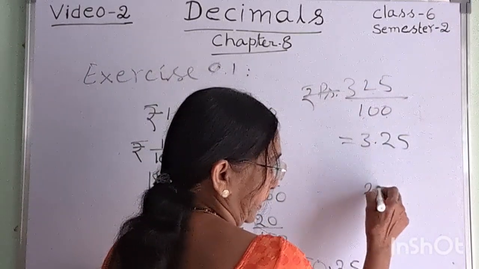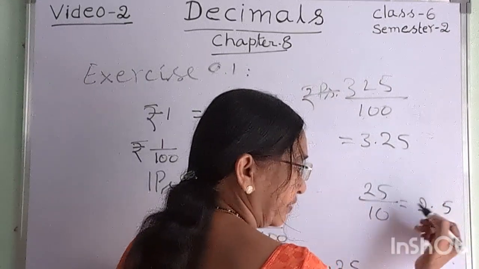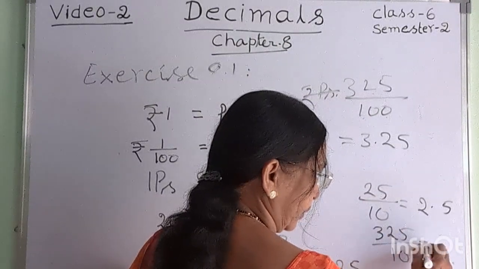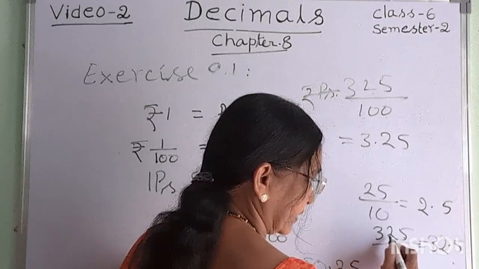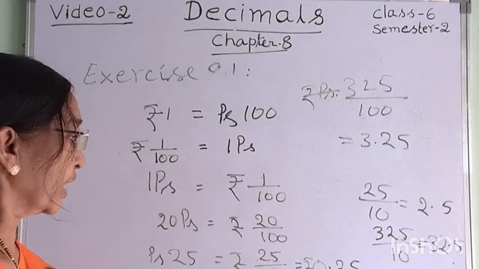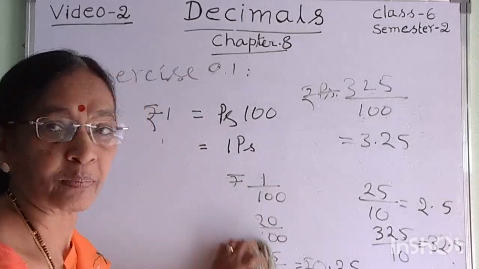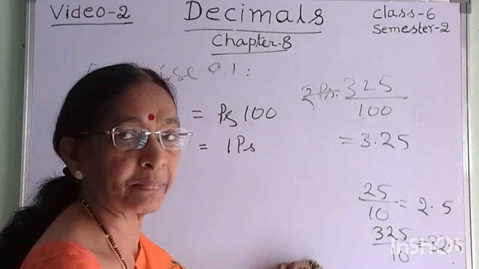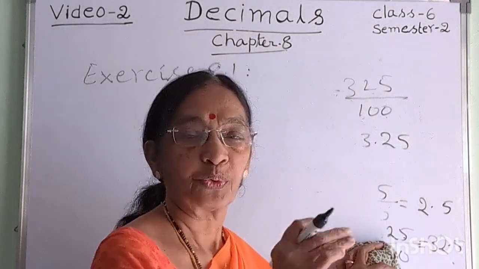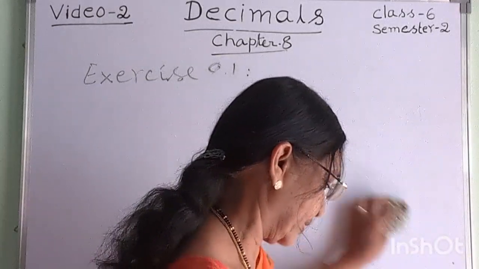If we want to divide 25 by 10, we have to put the decimal point after 1 digit from the right side. Like that, 325 by 10 is equal to 32.5, 1 digit from the right. Like that, we can convert numbers divisible by 10 or multiples of 10 into decimal numbers easily. So remember that to convert paise into rupees, we divide the paise by 100. Then we get the rupees.